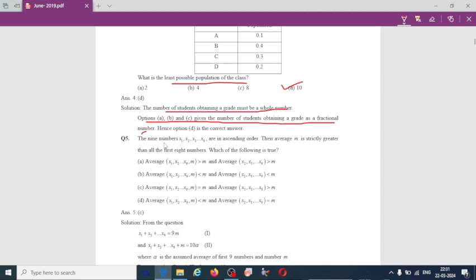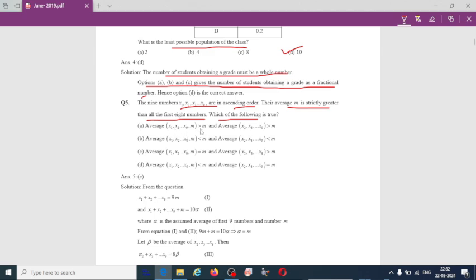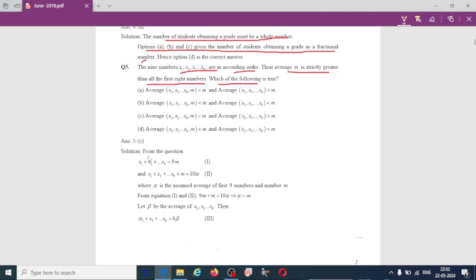Question 10. 9 numbers x1 to x9 are arranged in increasing order. Their average m is strictly greater than all the first 8 numbers. Which of the following is true? The average of all the numbers is greater than m. Here are the 4 options, so let us try to find it. From the question, as we know, the sum of them is 9m.